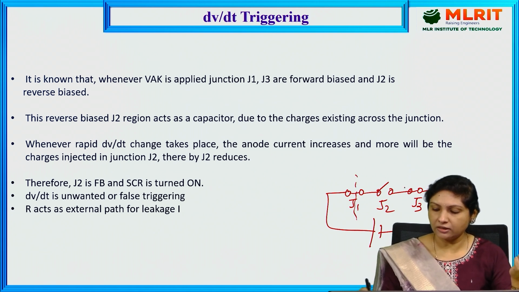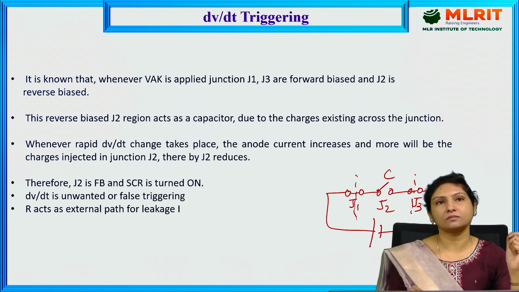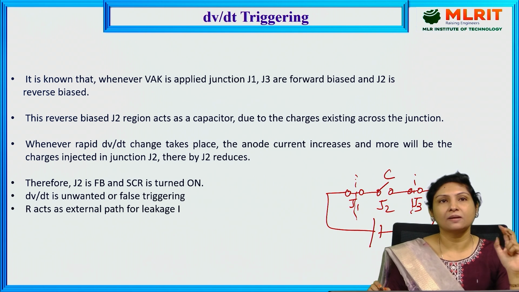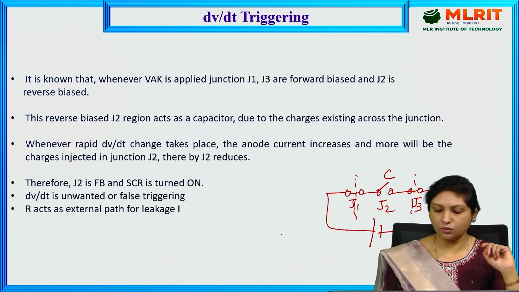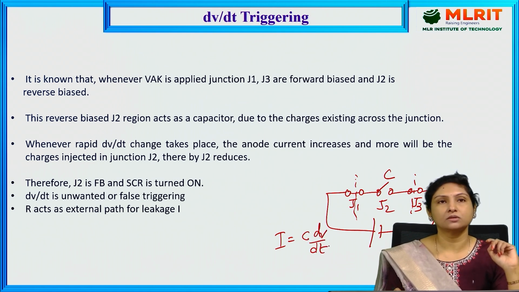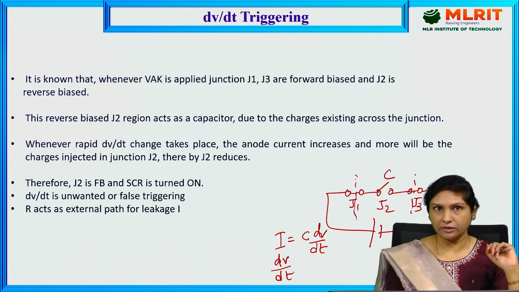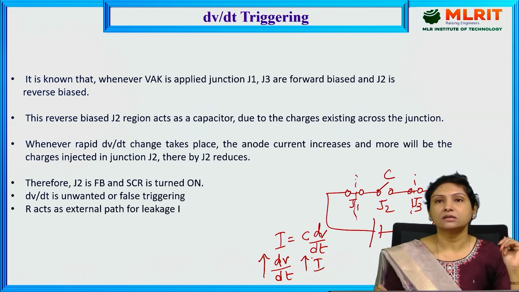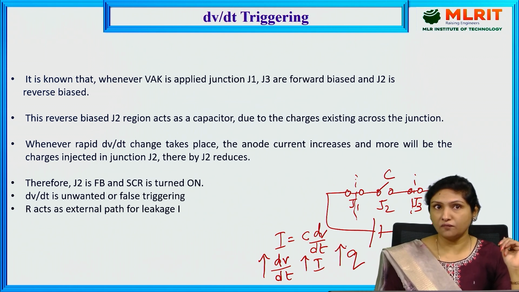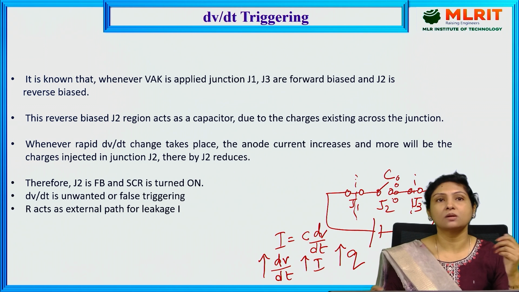In that case, this junction J2 will act as a capacitor, and J1 and J3 act as the plates of this capacitor. The current through the capacitor is given by I equals C dV by dt. So as we go on increasing the voltage, that is, as voltage changes with respect to time, we are increasing the dV by dt. In that case, the current also increases, and since current is increasing, the number of charge carriers also increases. Because of this, more charge carriers are injected at junction J2, more collisions take place, and the depletion layer disappears.